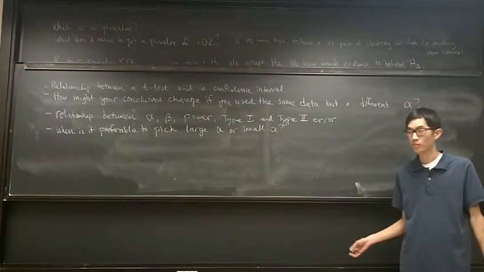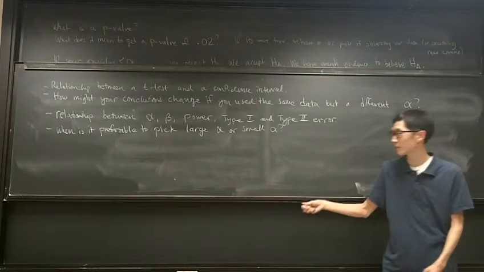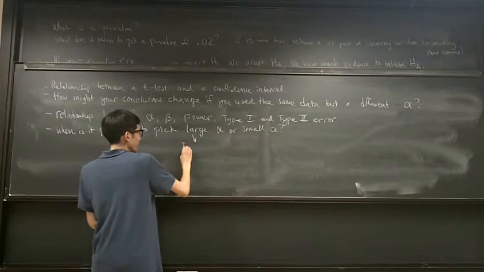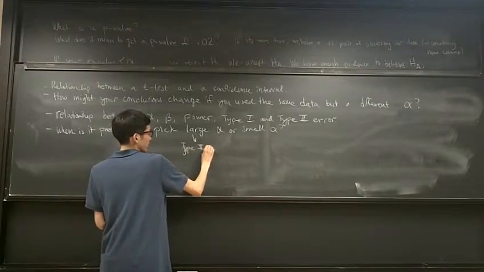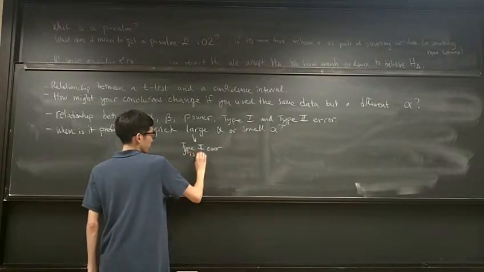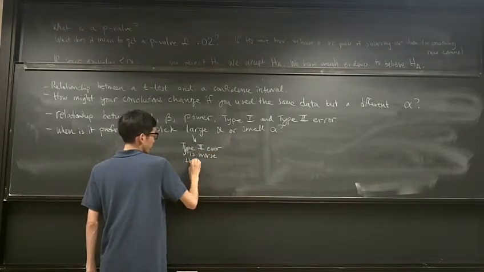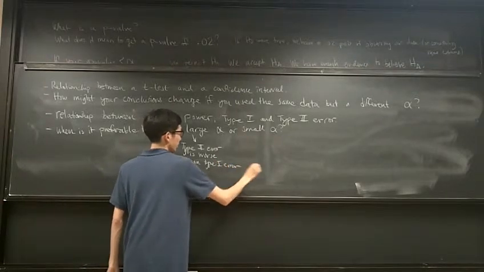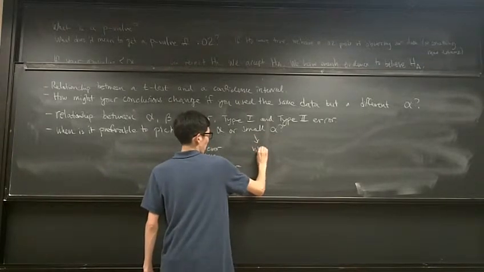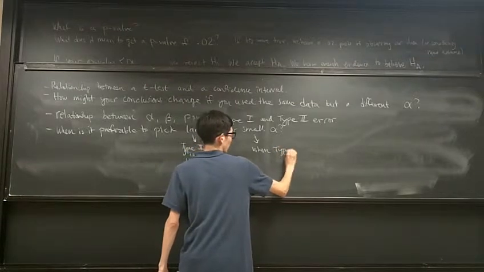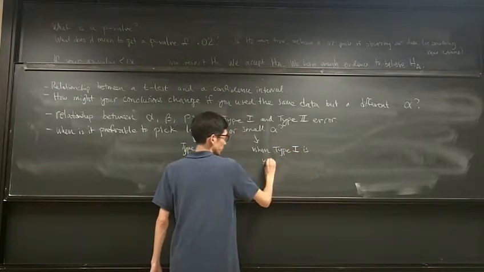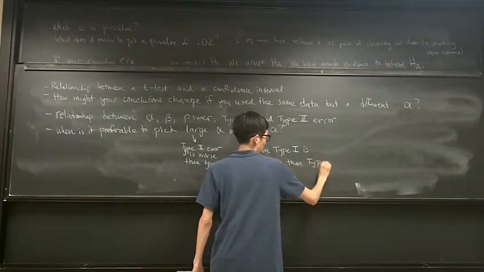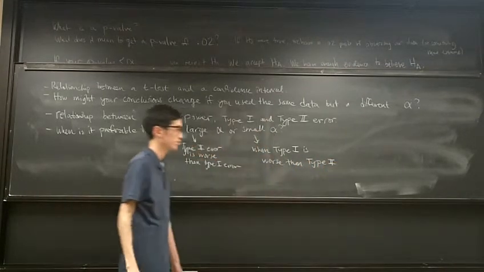That's for small, right? Big alpha, so large alpha, type 2 error is worse than type 1 error. And over here, for small alpha, type 1 is worse than type 2.